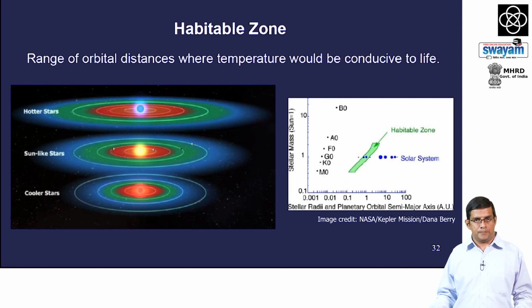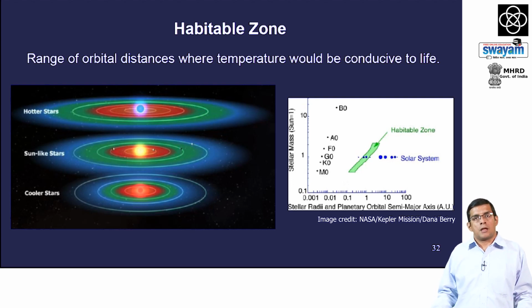What is the habitable zone? This is a range of orbital distances where the temperature would be conducive to life. So, if the star is a hot star, then obviously the habitable zone will be further removed from the star than it would be for a cold star. If it is an intermediate, then the habitable zone, this green region shown here, is a range of the orbital distances where the temperatures will be conducive to life. That is, primarily that liquid water can exist on the surface of the planet.